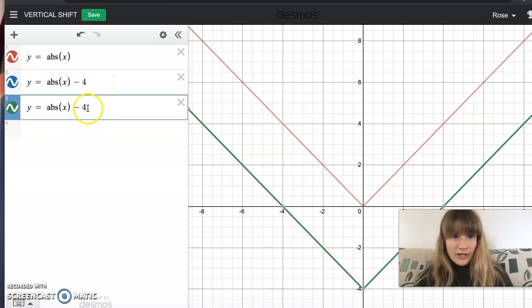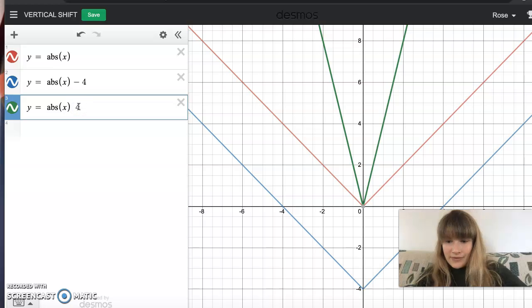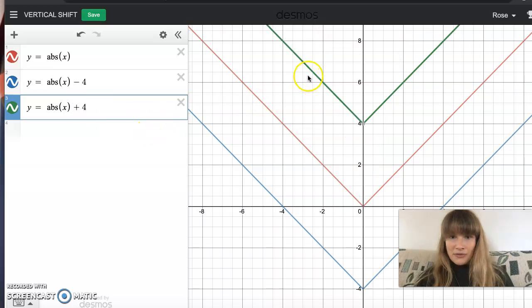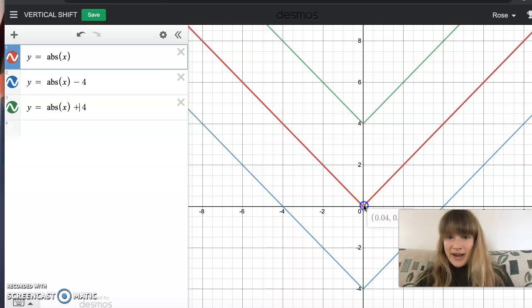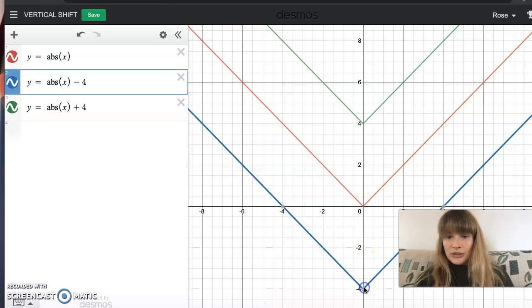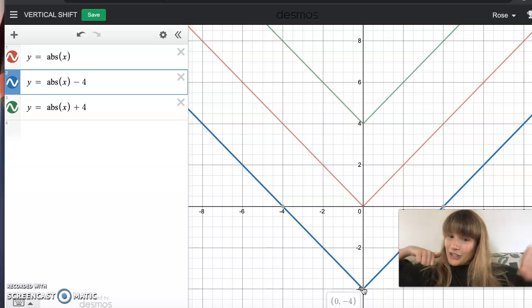Okay, so green would be +4. It's 4 units up. Red is the parent function, starts at 0, goes through the origin, the point (0, 0), and then the blue function is when I subtract 4 and move it down 4 units. And that's vertical shift. That's the main idea for class today.